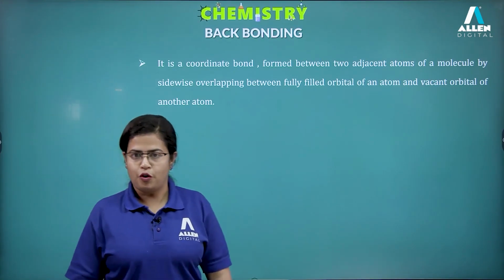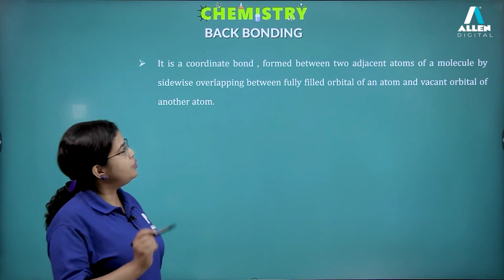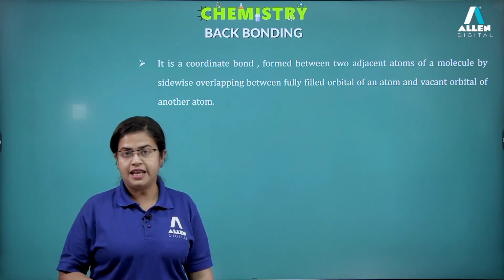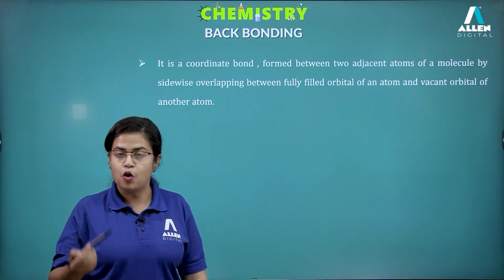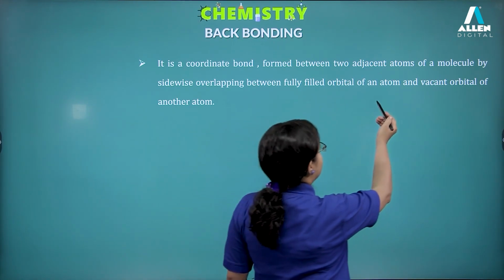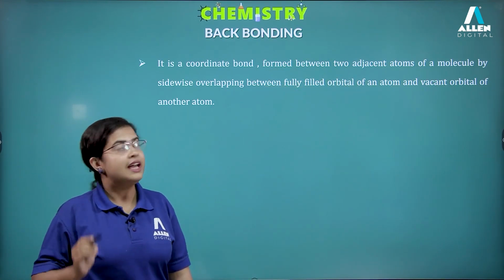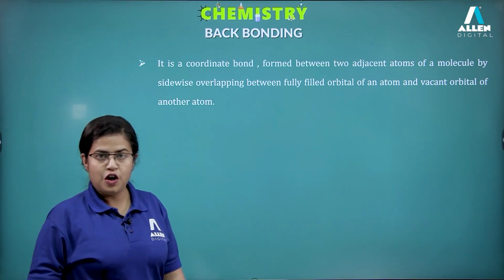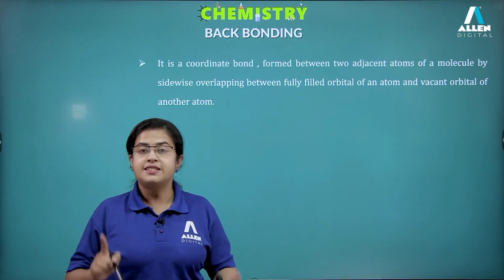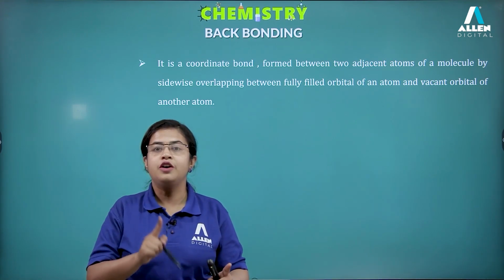What is a back bond? It is a coordinate bond which is formed between two adjacent atoms of a molecule, and that takes place by the sideways overlap of an orbital which is completely filled and the other orbital which is vacant. I repeat, it's a kind of coordinate bond formed between two adjacent atoms in a molecule in which sideways overlap takes place between a vacant orbital and a fully filled orbital.